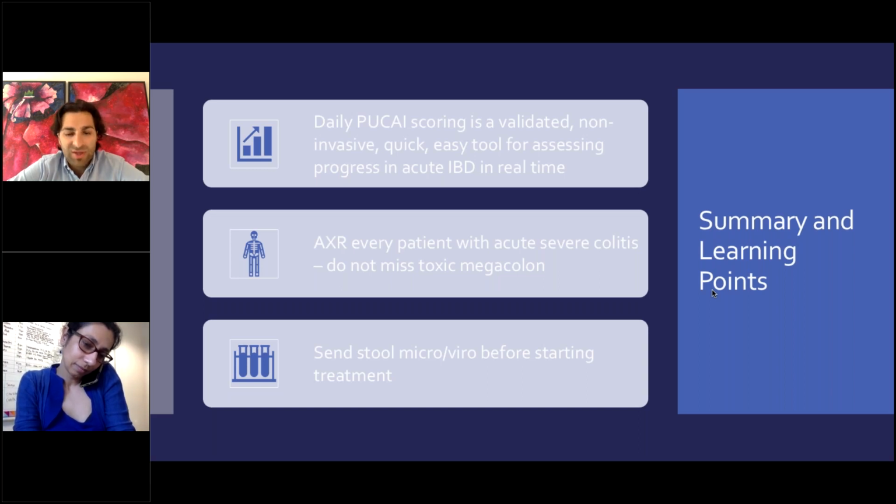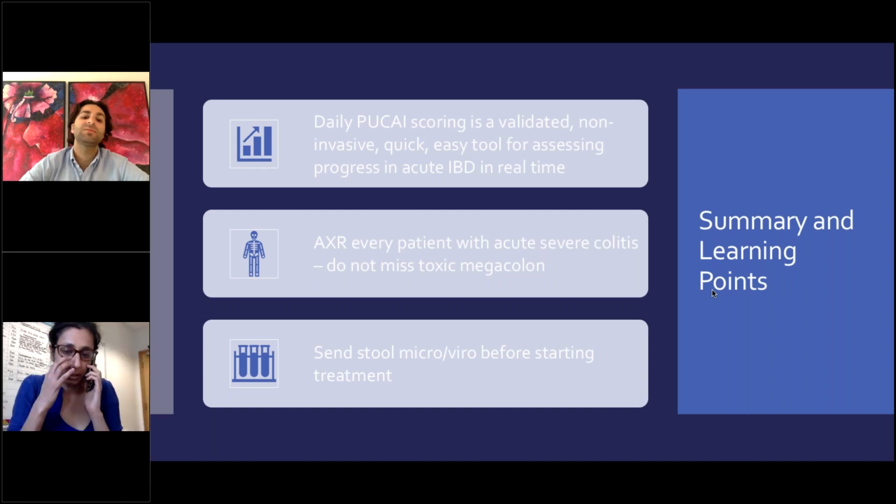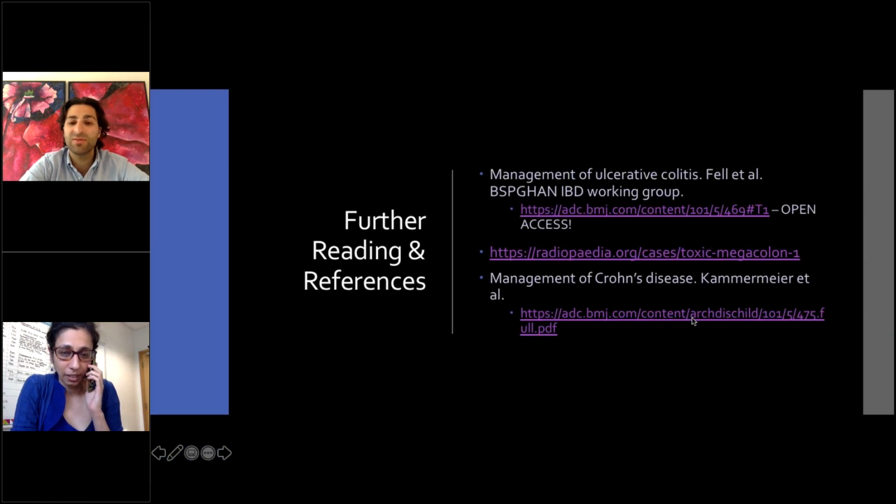Every patient with acute severe colitis, when I say acute severe, I mean PUCAI over 65 or left lower quadrant tenderness, do not miss toxic megacolon, just do the abdominal X-ray. And send stool microbiology and virology before starting treatment. And if they have C. diff, treat it, please.